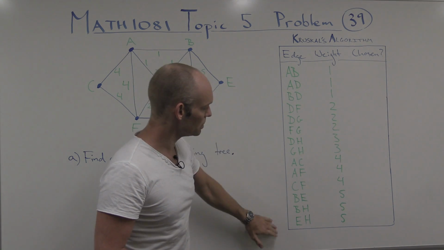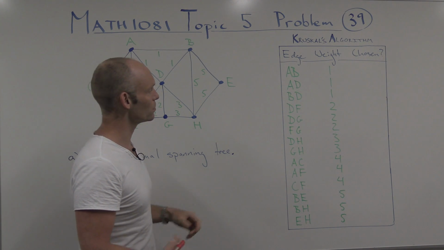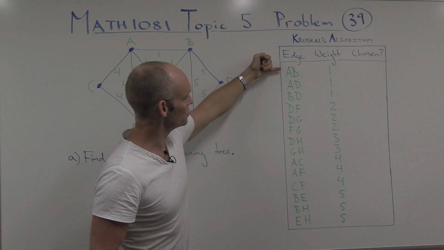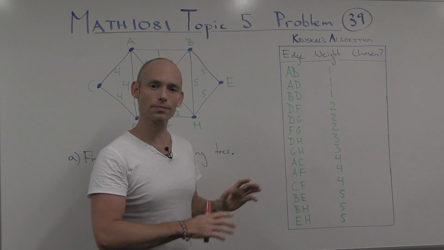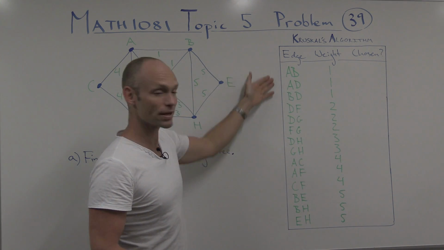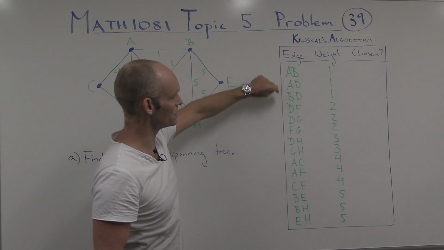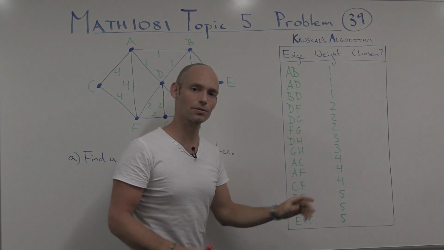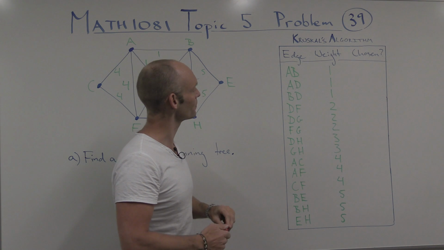What I've done here is write up a table that can help us do that. So what I've found is the edges with lowest weight, and I've just written them down in just some random order. So you can permute these in a different order if you want, and the algorithm will still work, but it might give you a different spanning tree.